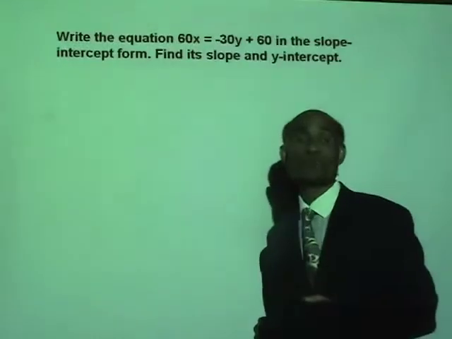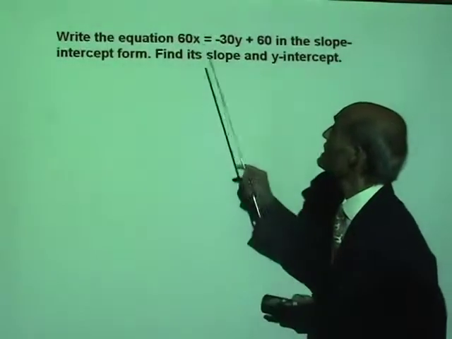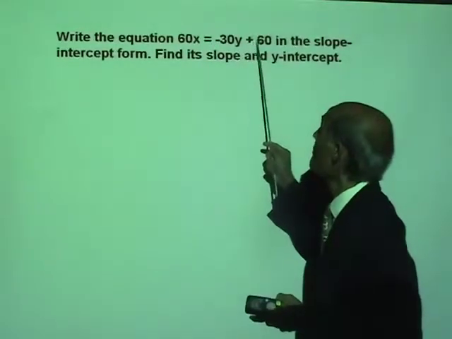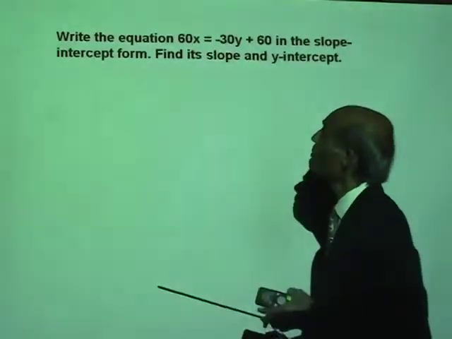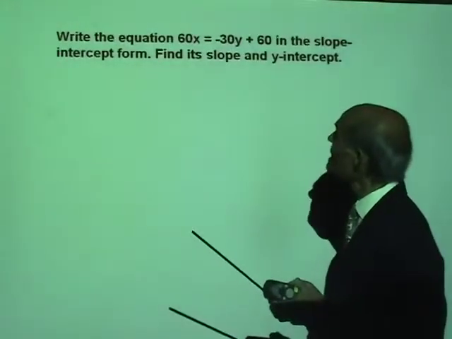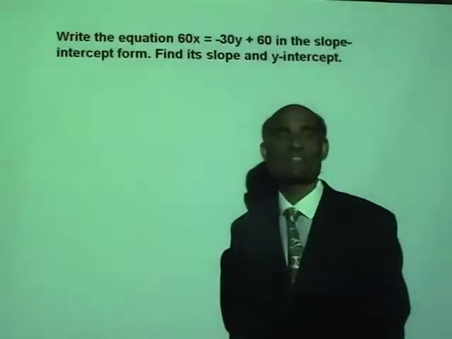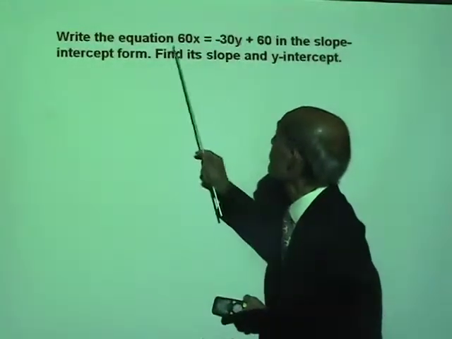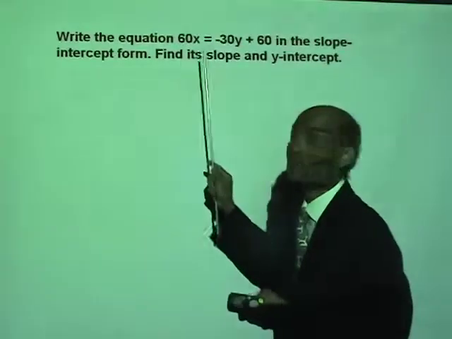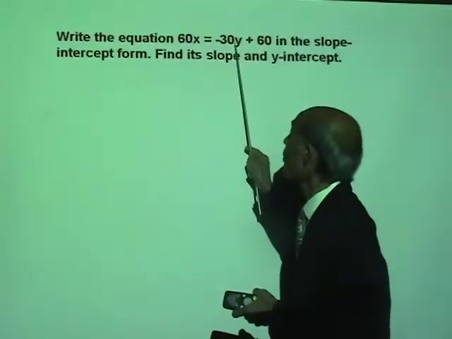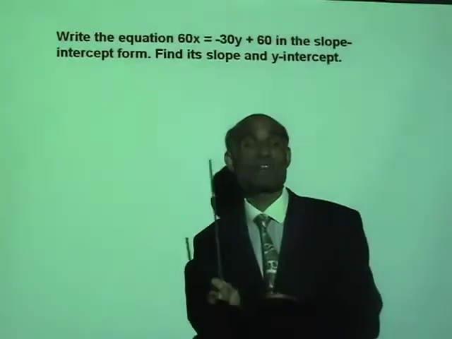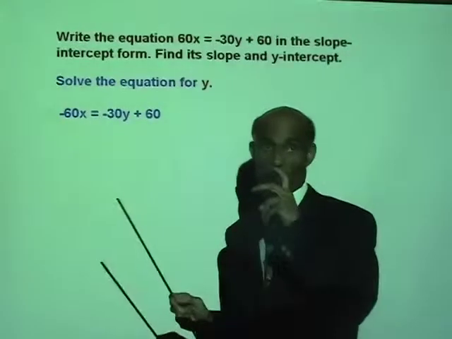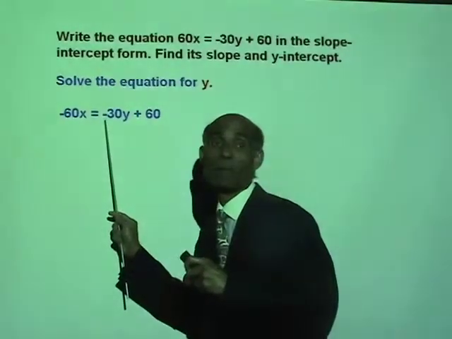Let's now do a similar one. Write the equation 60x equal to negative 30y plus 60 in the slope-intercept form. Find its slope and y-intercept. Here again, in order to write this equation in the slope-intercept form, we solve for y. Can you solve that equation for y? Alright, this is the equation. We need to solve it for y.